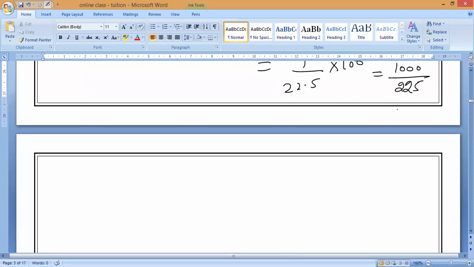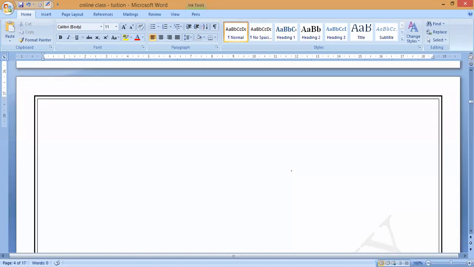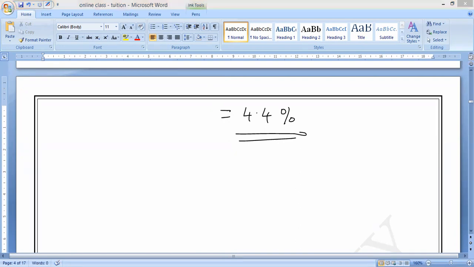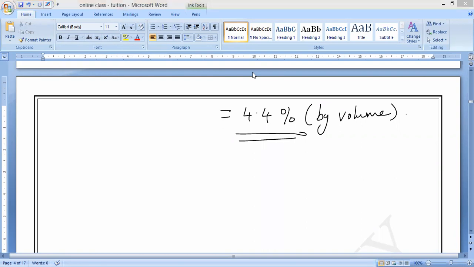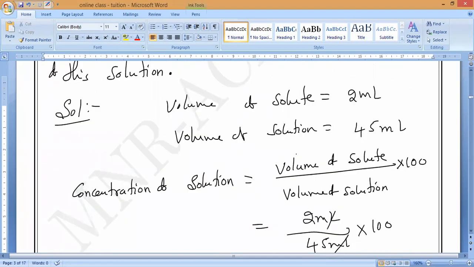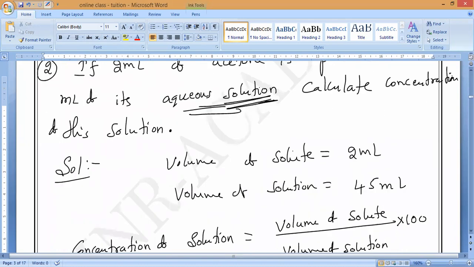Can I write it or not? Yes. So now solve it, all of you. 1000 divided by 225, if we solve it, we get 4.4%. Check it. 4.4% by volume. 4.444, you can take 4.4. That is the concentration of the solution. Solve this question, all of you.